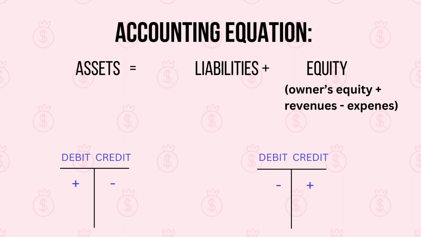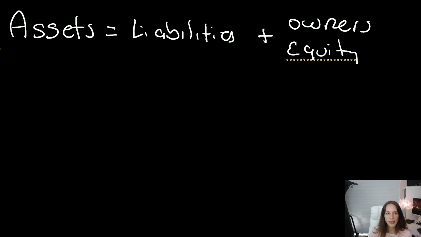A T account is nothing more than just a graphical representation of every single account in the ledger. So there is a T for every account. What are the account categories? Remember the accounting equation: assets equals liabilities plus owner's equity.